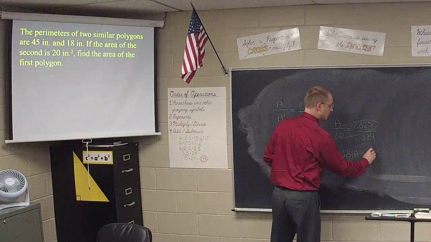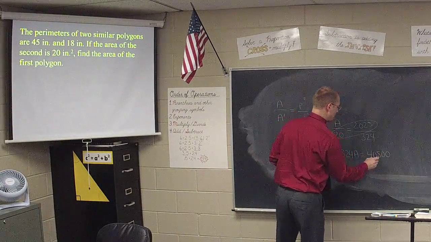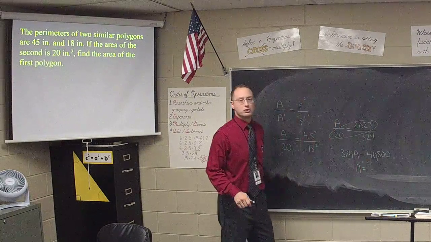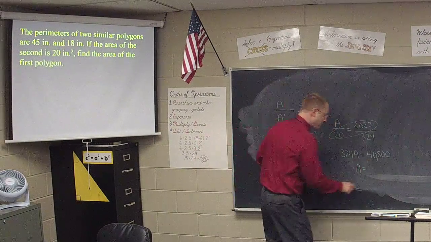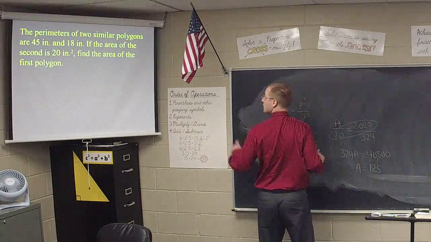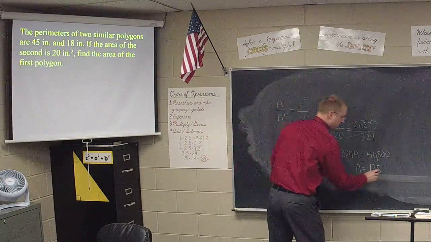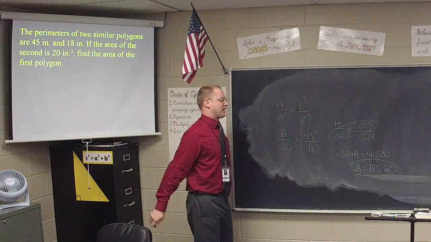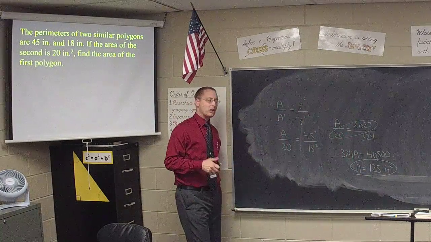40,500. Then we'll divide away the 324, and we'll end up getting a is equal to 125 inches squared. And there's our answer. And you might be thinking there's got to be a better way. Well, there is an easier way.